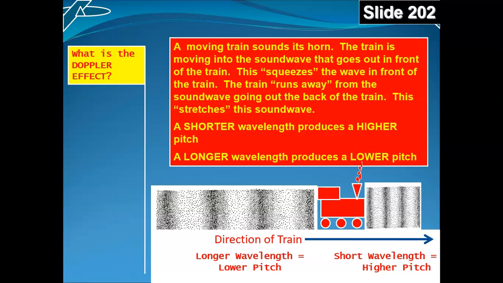So in other words, the sound is going out in all directions at the same speed, but the train is chasing after the waves that are going out the front. So it's tending to shorten their wavelength, whereas the waves going out the back are being stretched out. And so what that does is it means the train comes by at a higher pitch, and then as it passes by you, it seems to go to a lower pitch. And I'll play a video that will show an example of this.